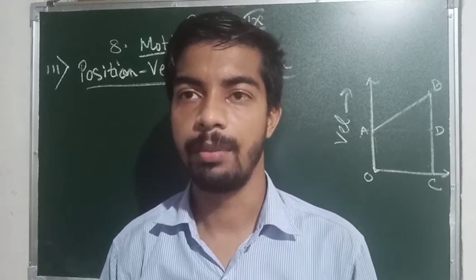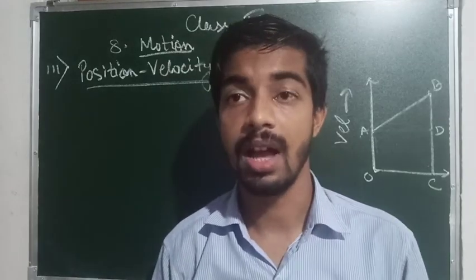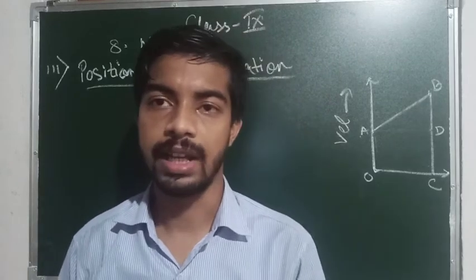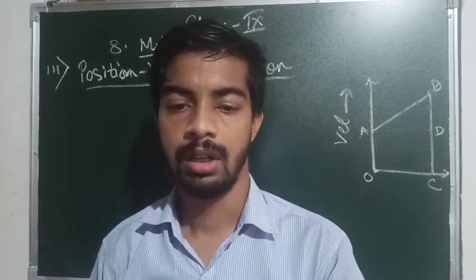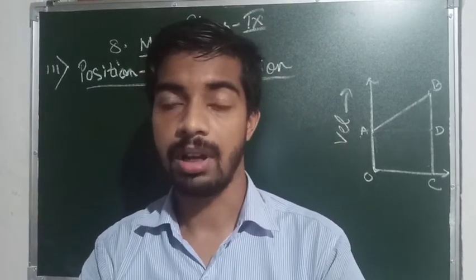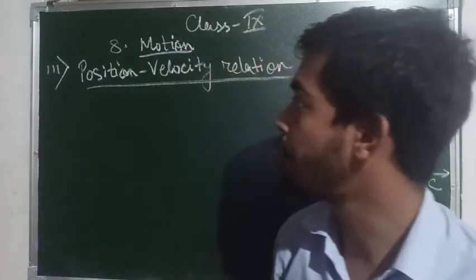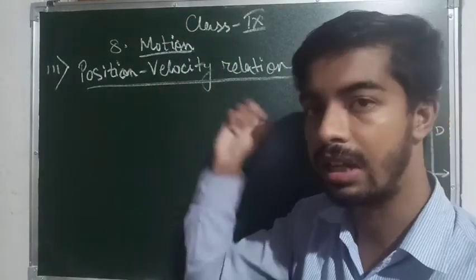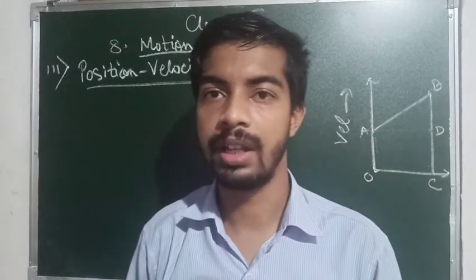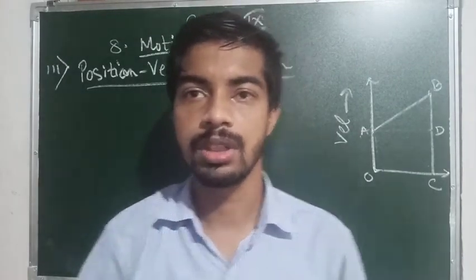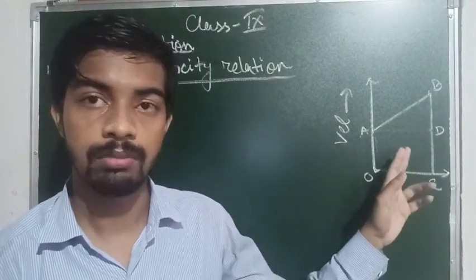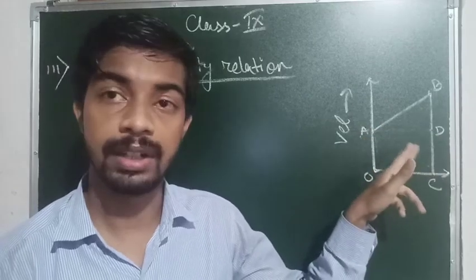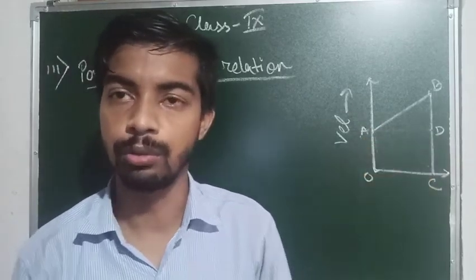We were learning chapter number 8, motion, and in the last video we derived the second equation of motion, that was the position-time relation. Today we'll see the third equation of motion, the position-velocity relation. While deriving this also, we will use the same graph which we have used for the previous two.